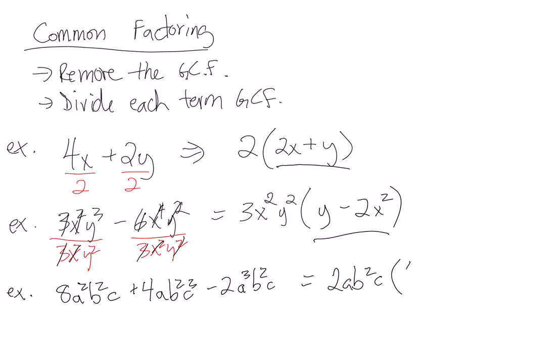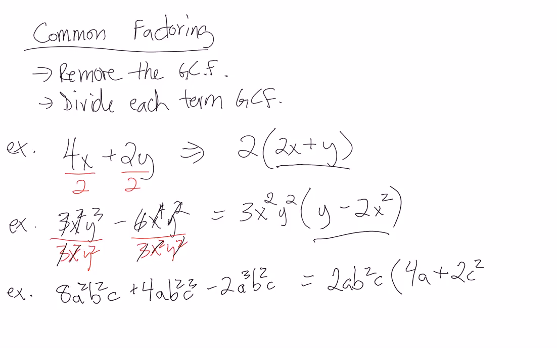So 8 divided by 2 is 4. A squared divided by a, so we have 1a left over. B squareds cancel, c's cancel. So that's it for the first one. The second one, 4 divided by 2 will be 2. A's cancel, b squareds cancel, and then we have c to the 3 divided by c.